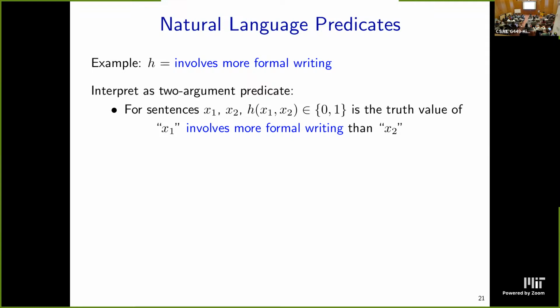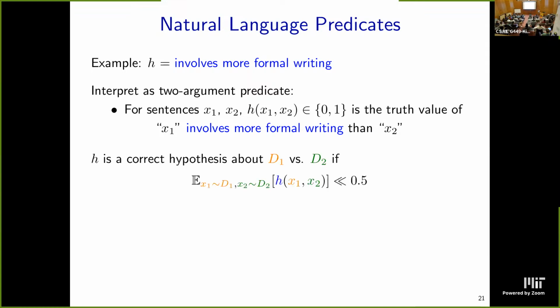The truth value is basically the truth value of the sentence: "x1" involves more formal writing than "x2." So this quoted sentence involves more formal writing than this other quoted sentence. That has some meaning under the denotational semantics of natural language. In principle, we could figure out this meaning by asking a person whether it was true or not. People might disagree, so maybe you take an expectation over people. But we'll ignore that and just imagine we have this function H.